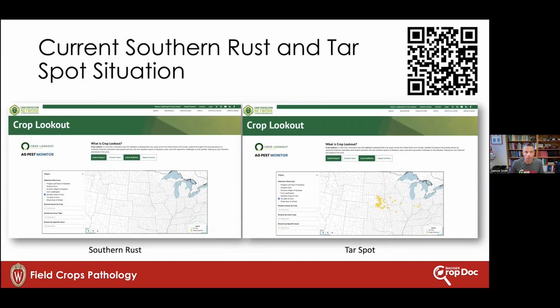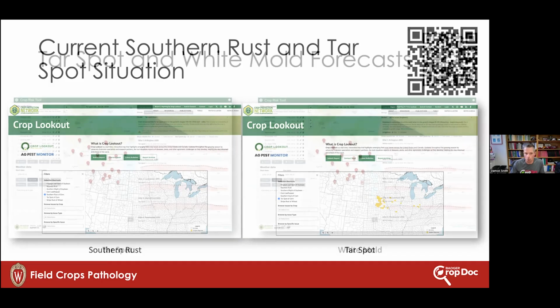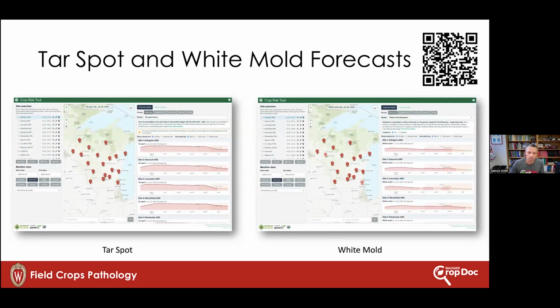We have been out looking at corn here in southern Wisconsin, especially fields that we know have had a history of tar spot and had tar spot last year. We cannot find it right now. Again, that probably has something to do with a combination of the crop growth stage and also just weather at the moment. And that brings me to this.